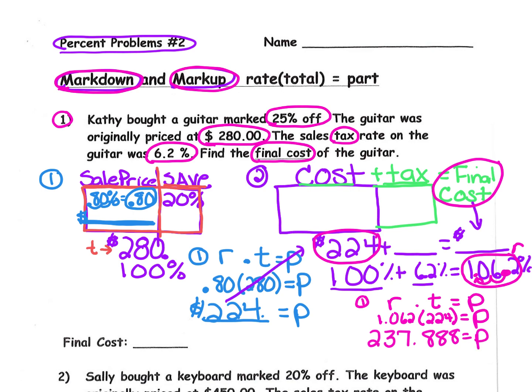237.888 unrounded. But we know money has to be rounded to the hundredths place or the pennies place. So we're going to box in to the hundredths place. Look at that 8 right next to the box. It's 5 or more to raise that score. So our final rounded answer, $237.89. That's our final cost after the mark down with the mark up. Now complete problem 2 on your own in just the same way.